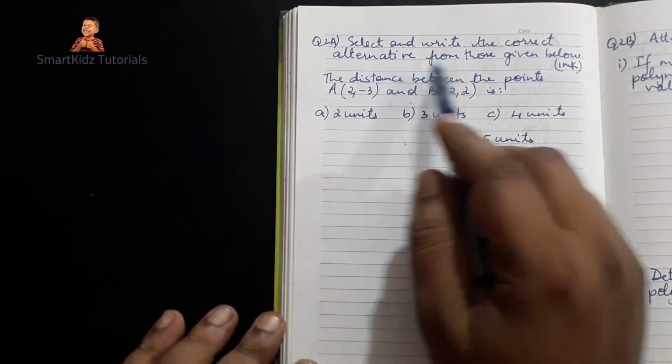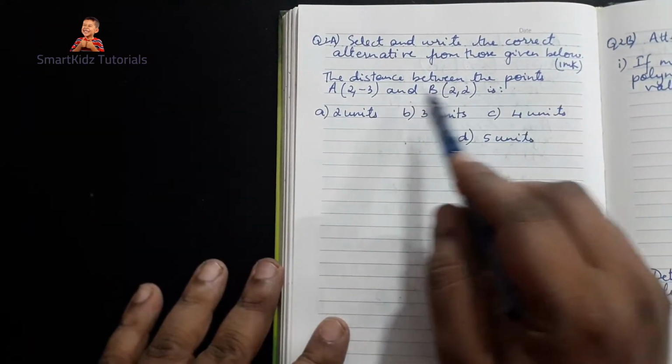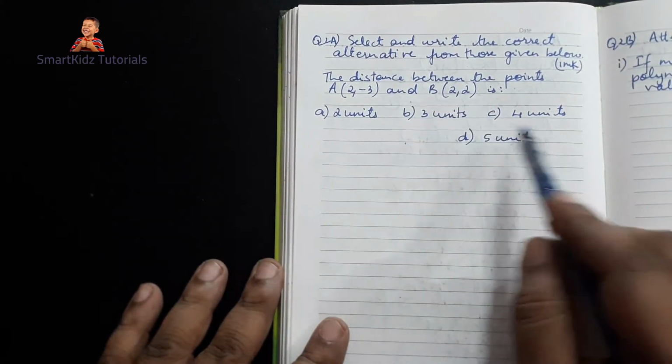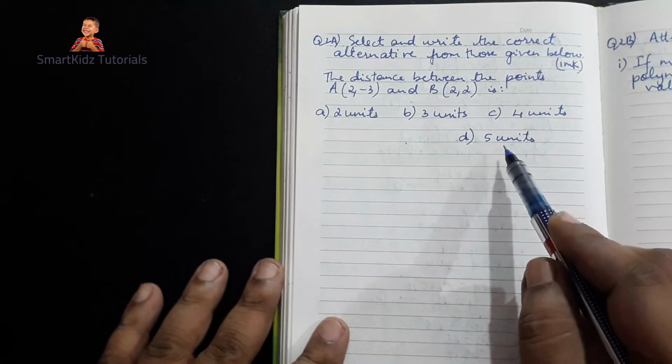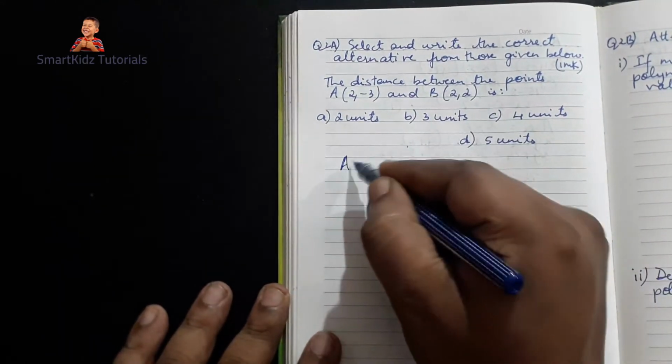Question 2a, select and write the correct alternative from those given below for 1 mark. The distance between the points A (2, -3) and B (2, 2) is one of these: 2 units, 3 units, 4 units or 5 units. We need to find it, so we need to use the distance formula for AB.